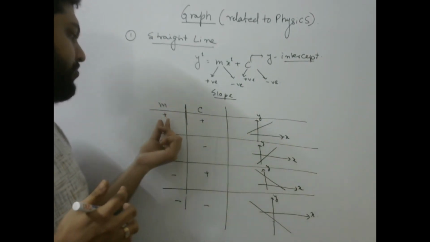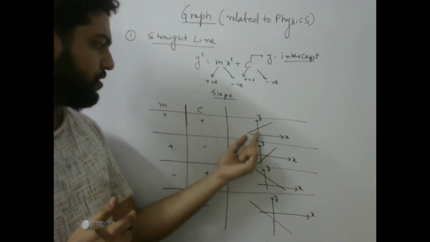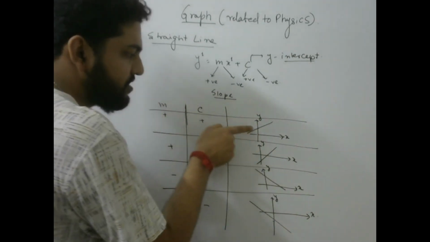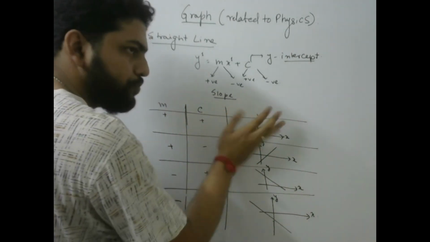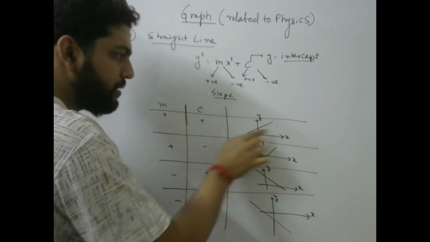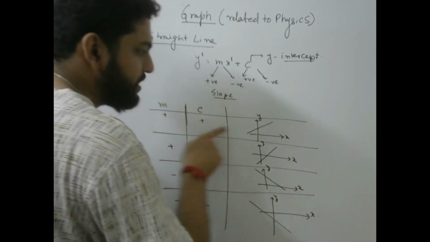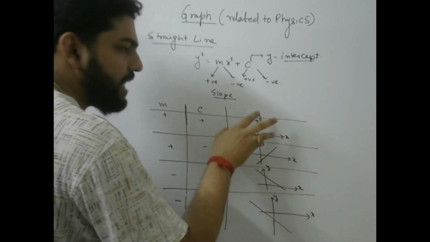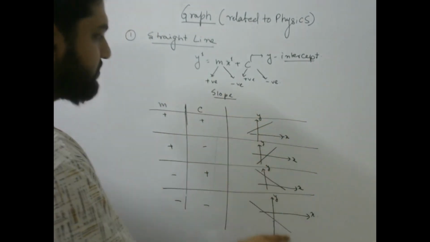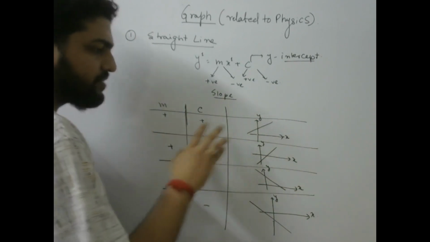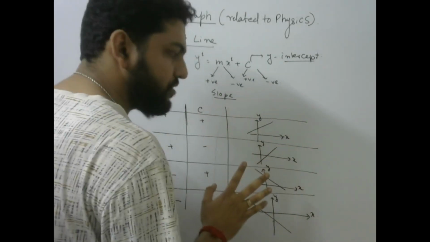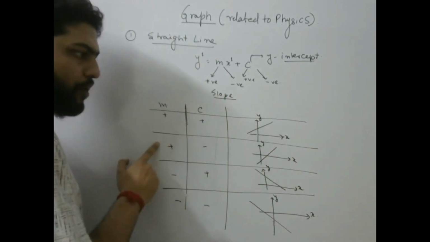When slope is positive, C is also positive, it will look like this. We have a positive intercept in y and the slope is also positive, making an acute angle with the positive x direction. If the angle made by a straight line with the positive x-axis is an acute angle, that defines the slope is positive. As long as the angle is acute with the positive x-axis, the slope remains positive.